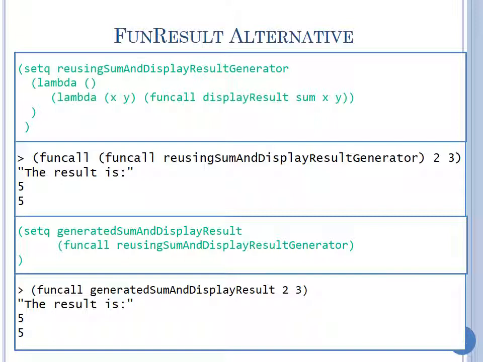And I'm doing this in gentler steps here. I'm saying generated sum and display result is assigned to it funcall this. So I get this lambda expression stored here, and then I say funcall generated 2, 3, which is just saying this in 2 different steps. That's what you expect from returned functions, right? You return a function, and then the returned function can be applied. So one funcall to return the function, one funcall to call the returned function.